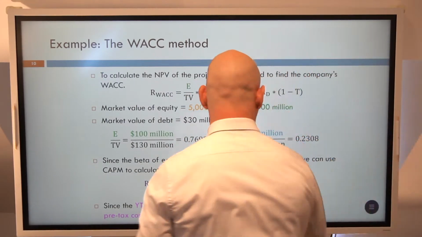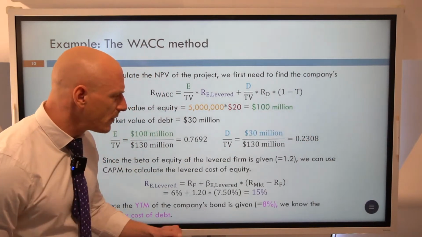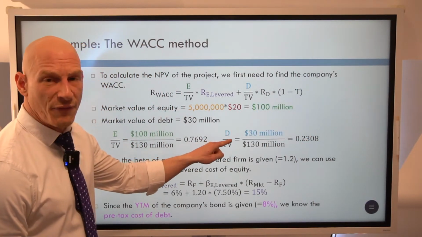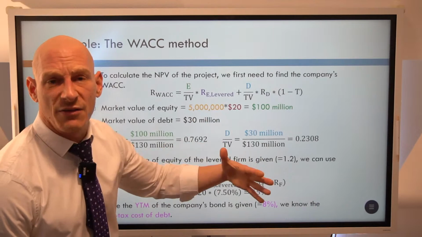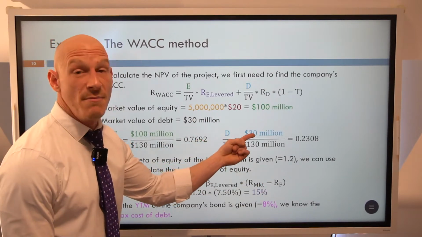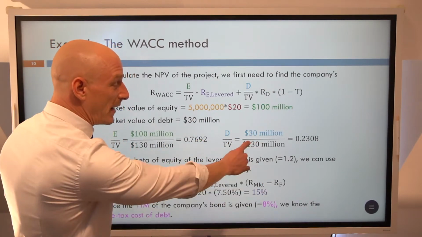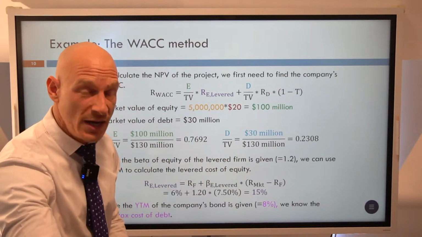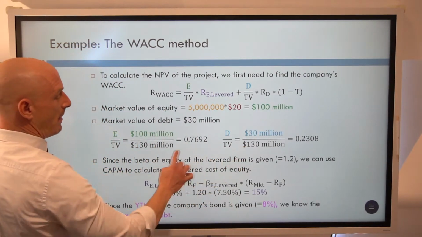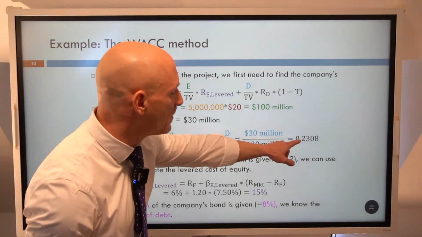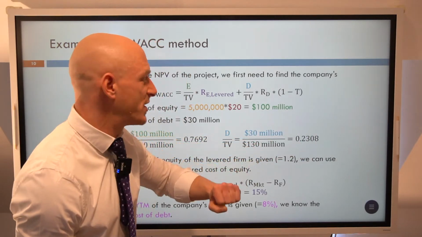And I do something very similar, of course, for debt. How much debt does the company have? It was specifically given that the market value of the outstanding bonds is $30 million. I divide by total value, so that's debt plus equity. It's of course the same 130 million that I used here. And that gives me 23.08%.